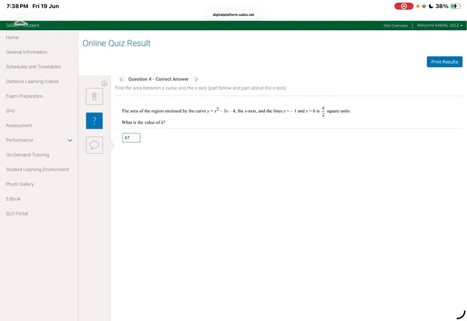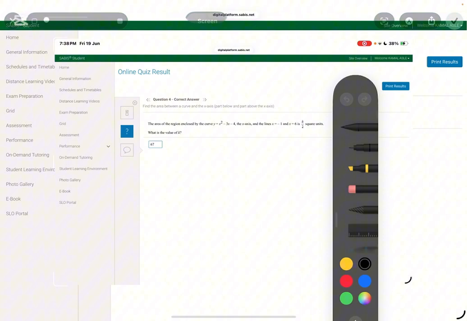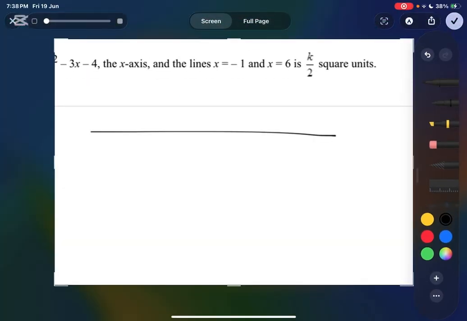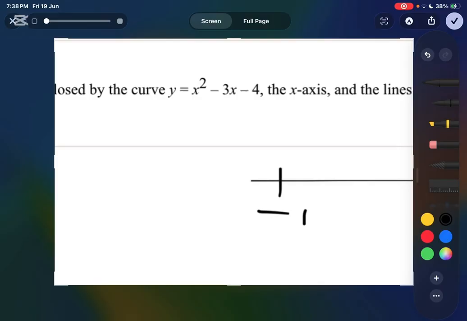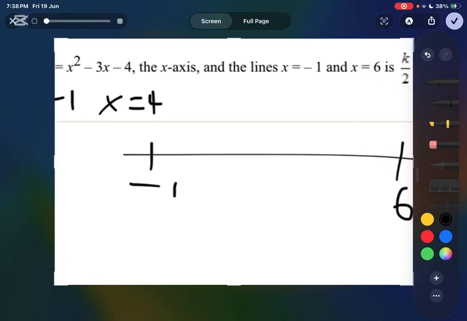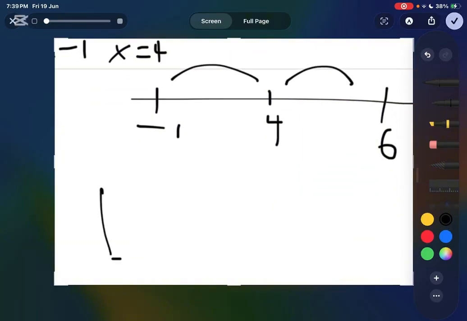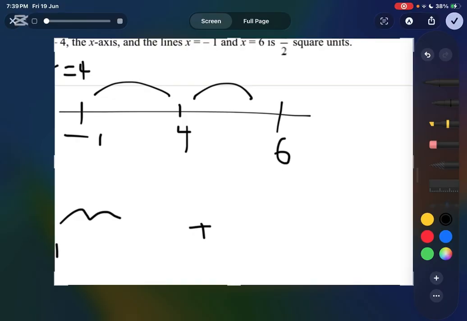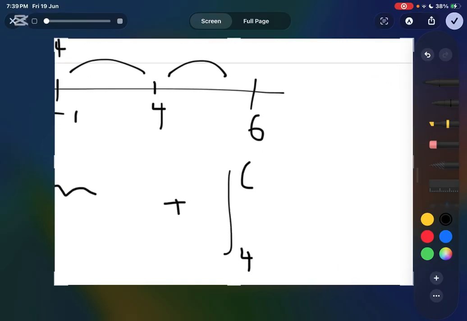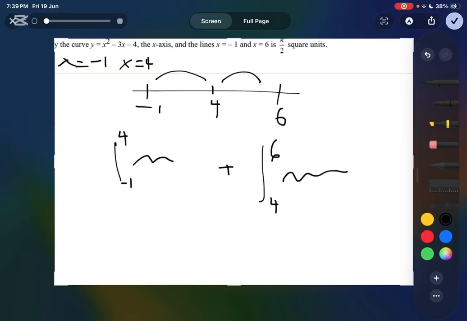Question 4. Now, they gave us from minus 1 and 6. There's another value. When you do the equation, you get x equals minus 1 and x equals 4. We already have minus 1, but we don't have 4, so we add 4. Now we have two intervals. So you do the integral from minus 1 to 4 of the equation, plus the integral from 4 to 6 of the equation.